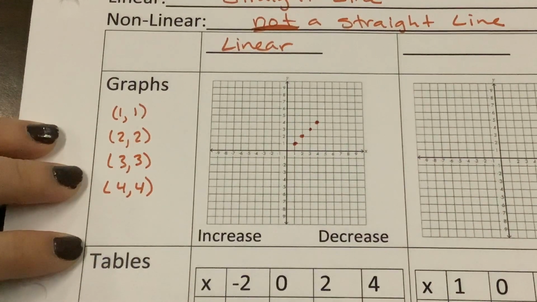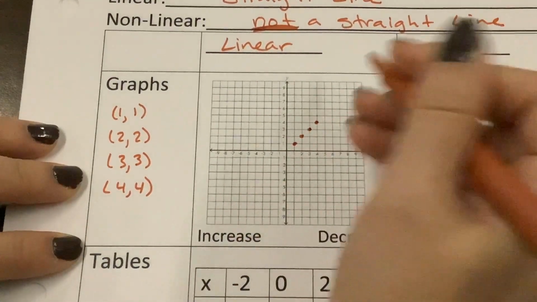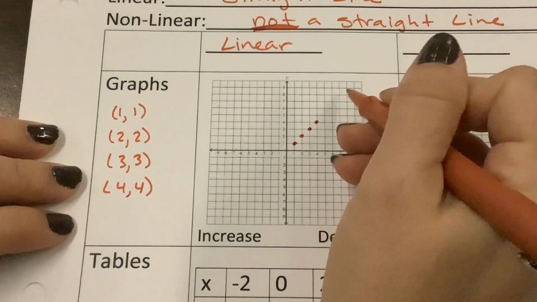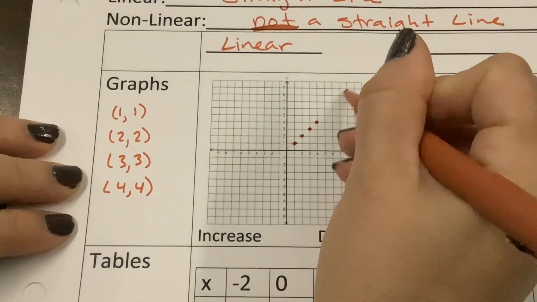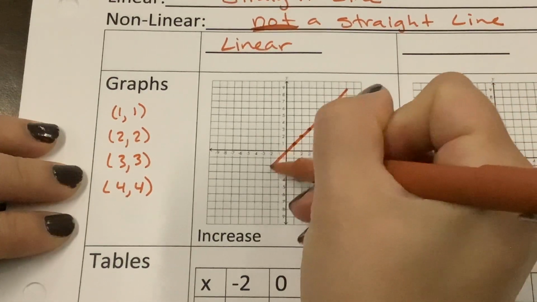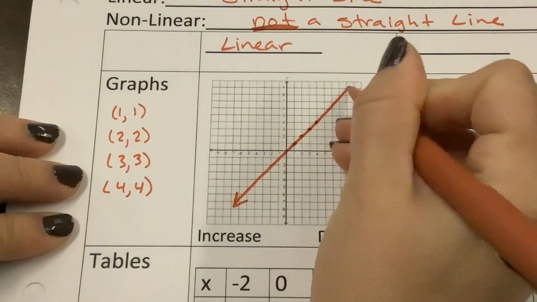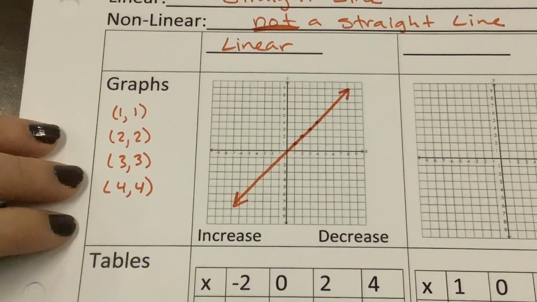What do you notice about these ordered pairs? Straight line. It's a straight line. Now, if you were asked to graph the function, you would draw a straight line across and through those points, showing that it extends off into both directions. Draw the arrows.